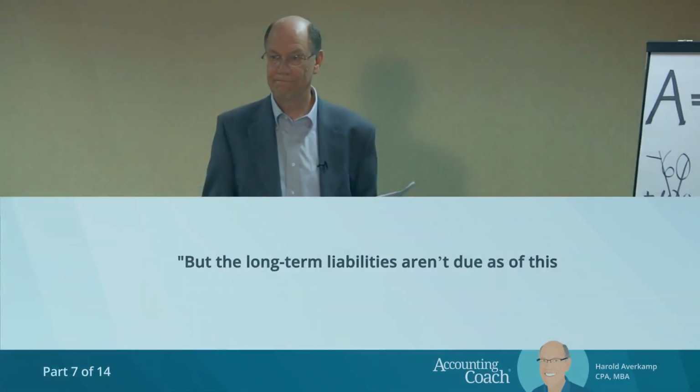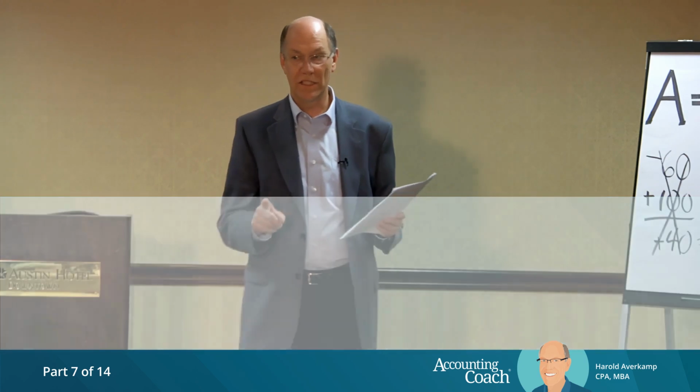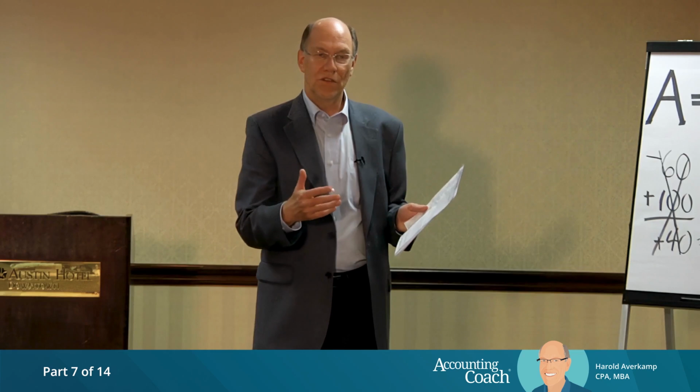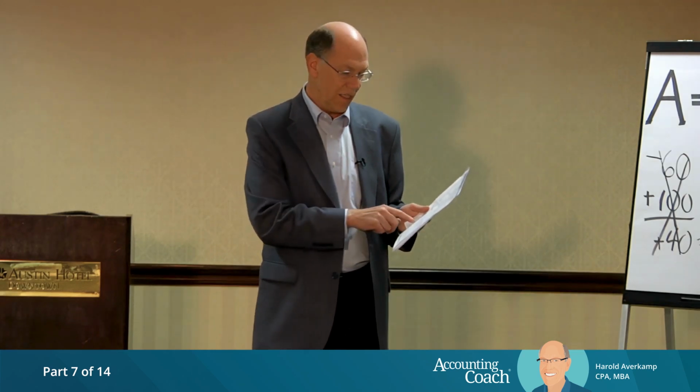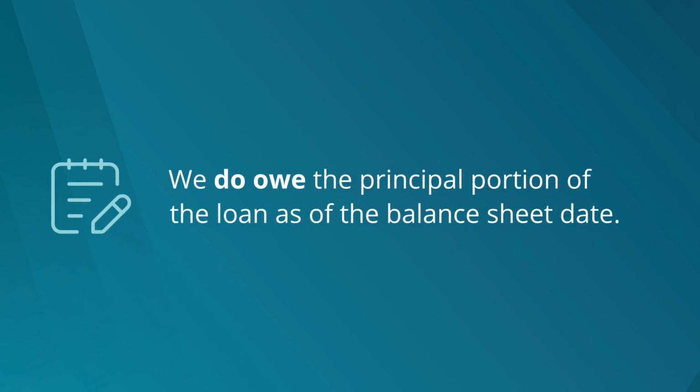But the long-term liabilities aren't due as of this date either. We owe it as of this date. So the next question is, well, why do we show the note here? It's not due. It's due in 30 years. So here's the answer. This amount for the notes is payable. We do owe the full amount of the principal. They gave us the money and we owe the full principal amount, but we don't owe the future interest yet.